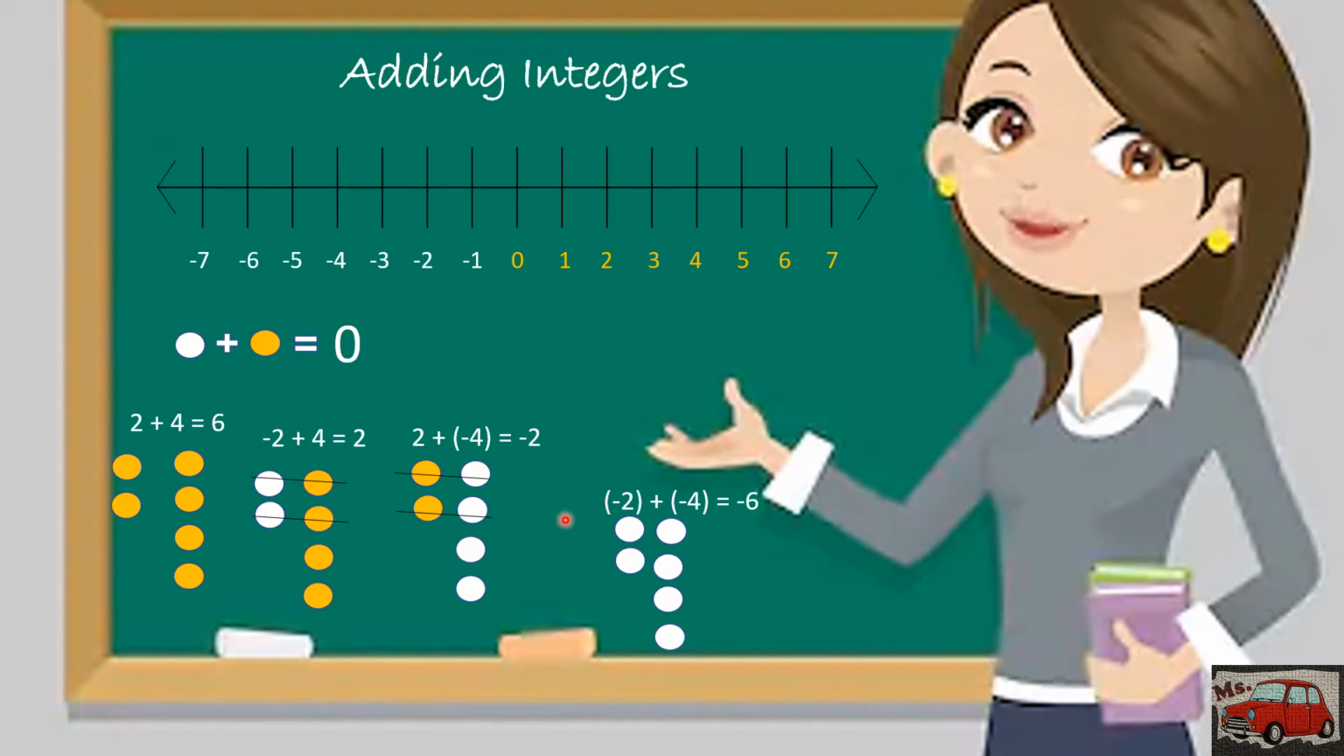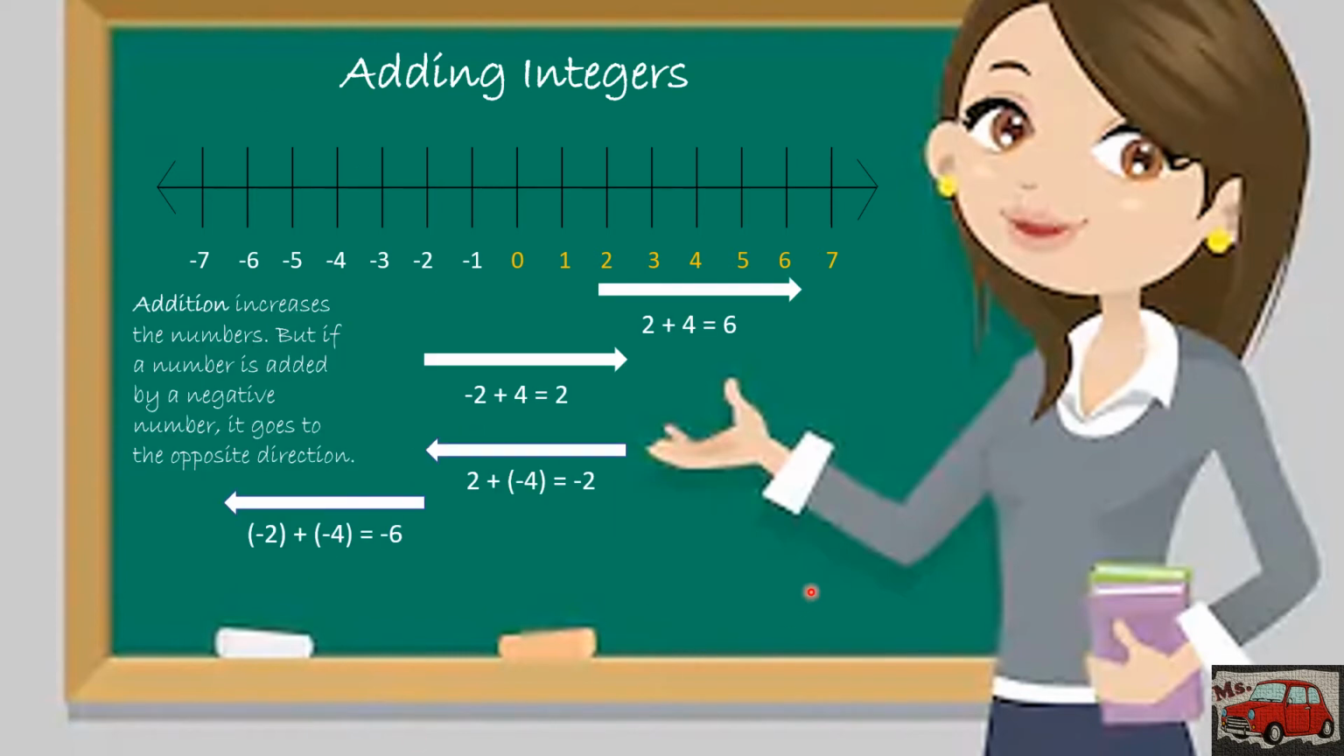In this case, I have negative 2 plus negative 4. So, I have negative 2 circles and then negative 4 circles. There are no partners, so I have nothing to cancel. Therefore, I'll just combine everything, and now I have negative 6. Okay, so let's have another explanation about adding integers.